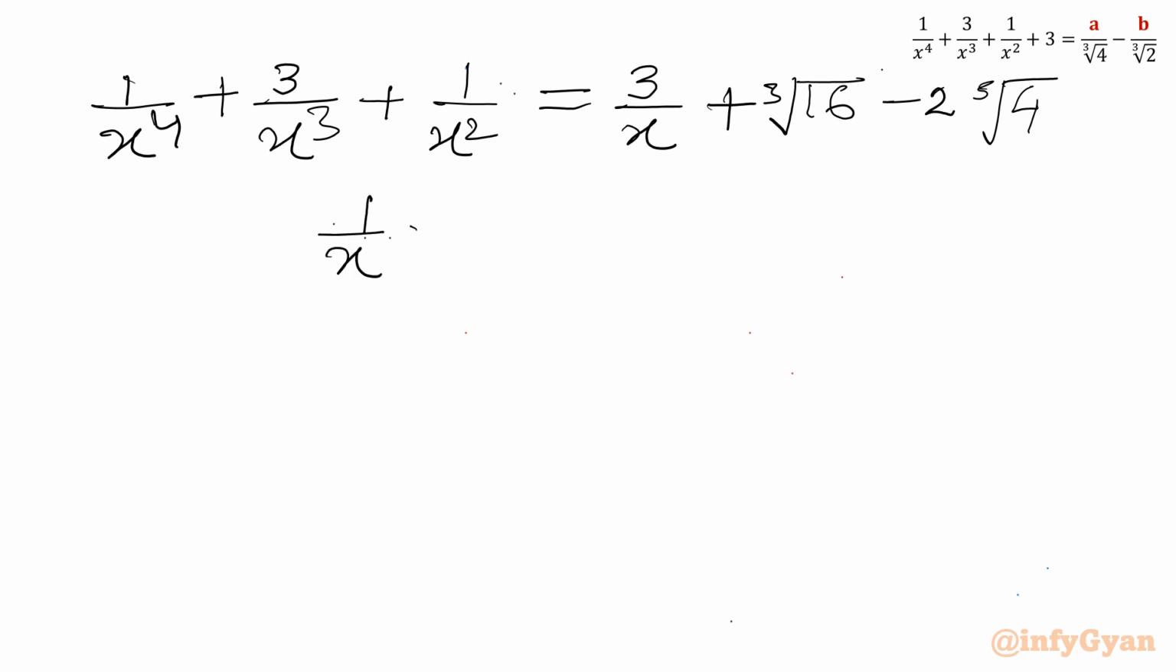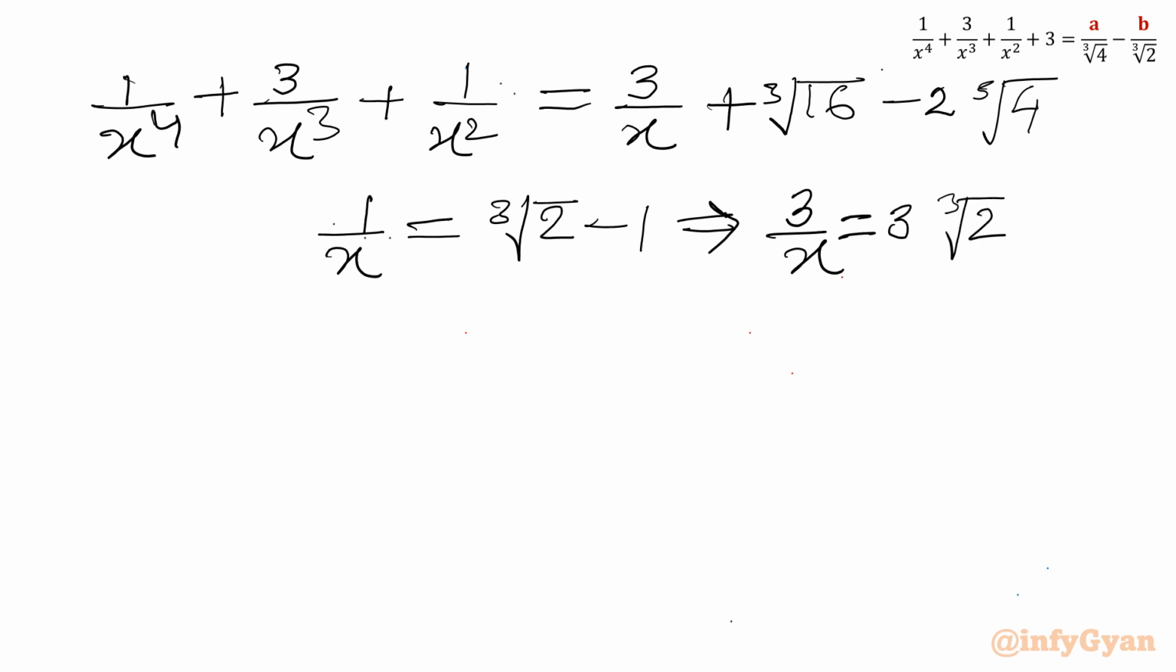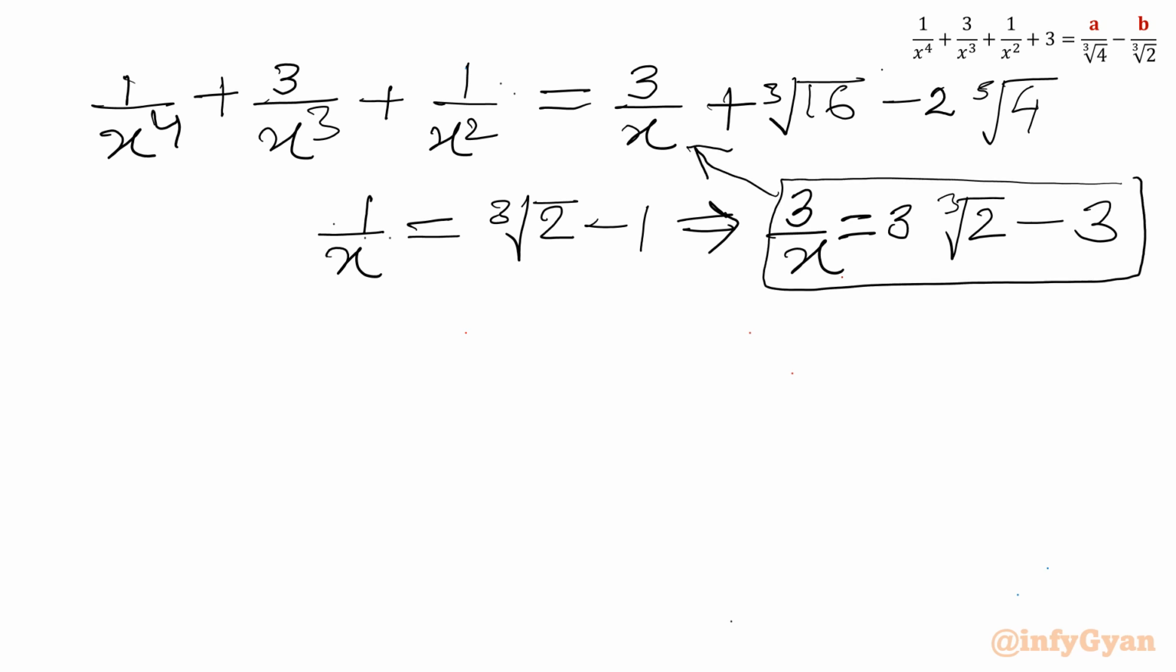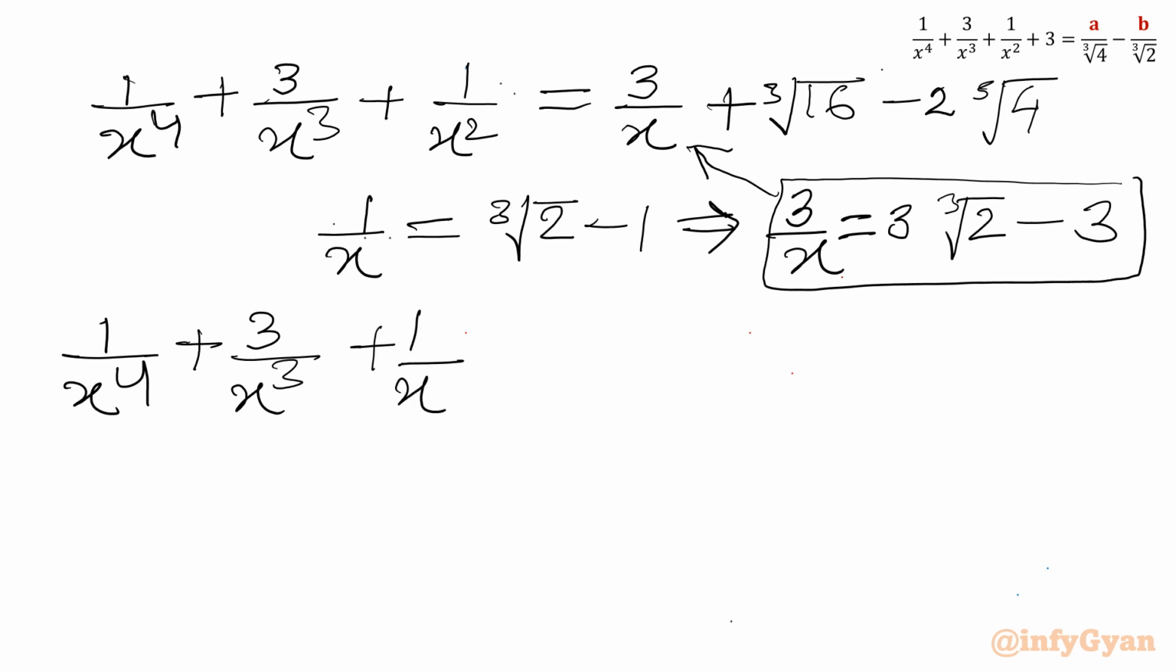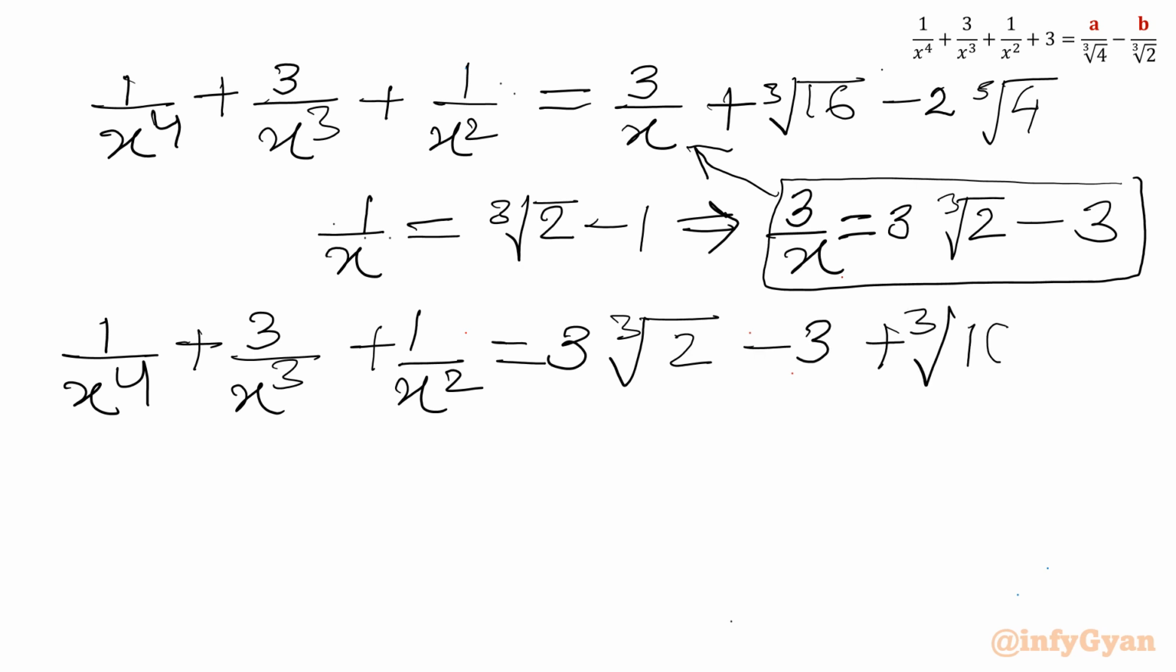Now we know that 1 over x was cube root 2 minus 1. So I can write the 3 over x value. This value will be equal to 3 times cube root 2 minus 3, which we will apply here. Let's apply. So I can write 1 over x power 4 plus 3 over x cube plus 1 over x square equal to 3 times cube root 2 minus 3. Then we have two terms, cube root 16, and the last one is 2 times cube root of 4.